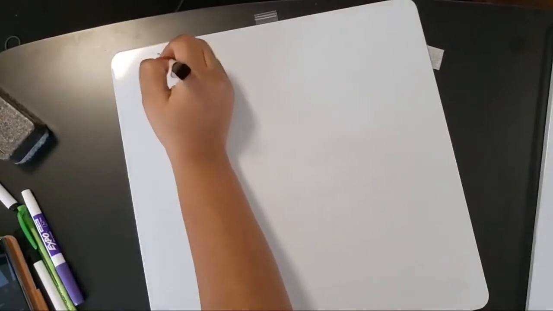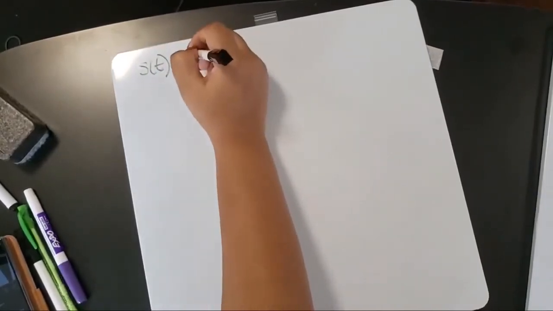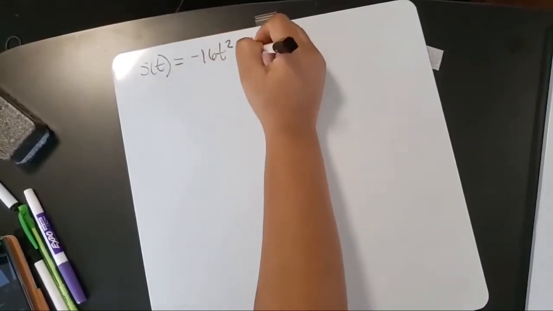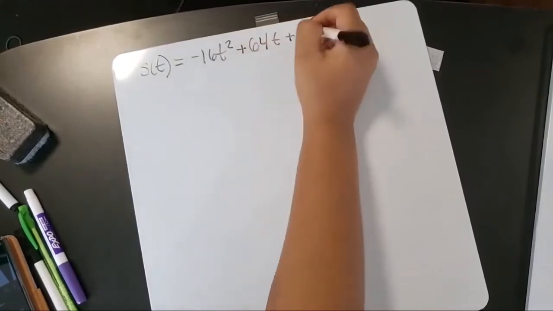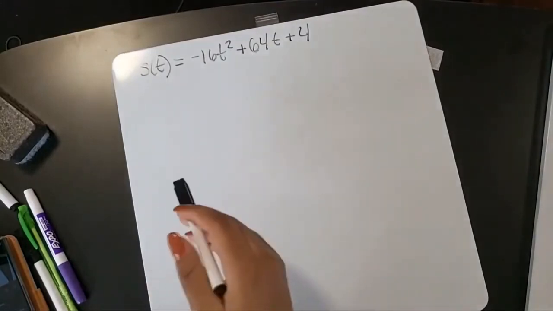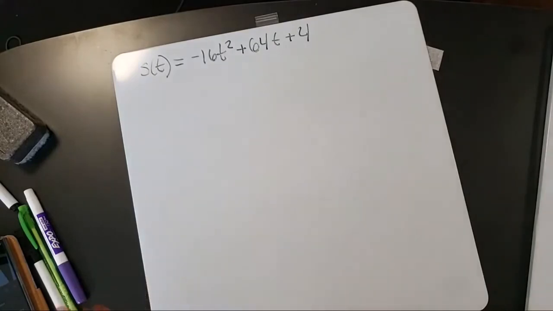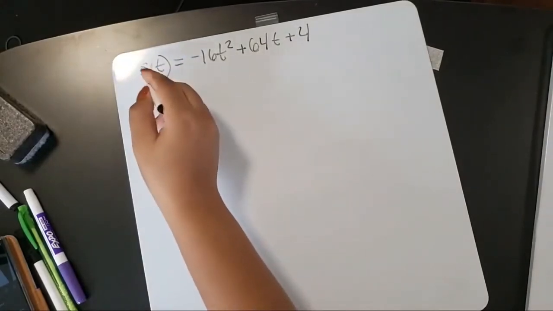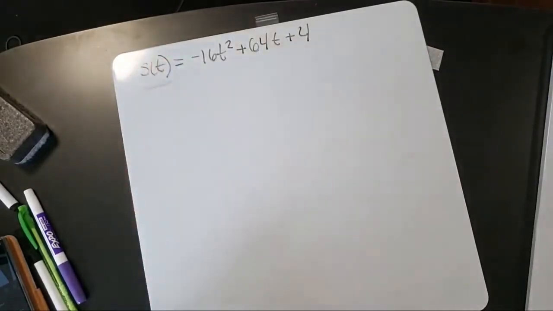So let's look at S of t equals negative 16t squared plus 64t plus 4. Okay? So, another thing about functions. When you see functions, they will be written like this. This is S of t. All right?